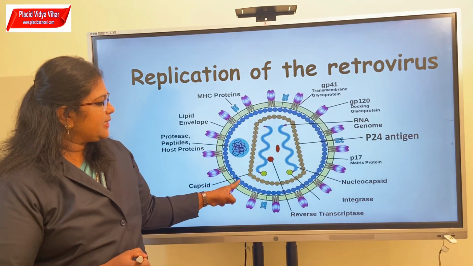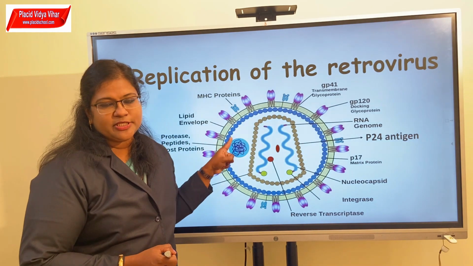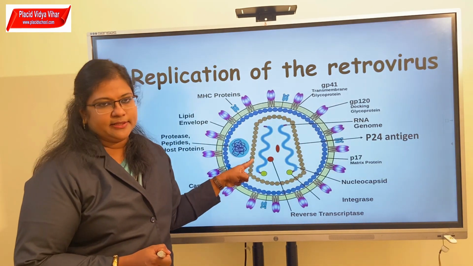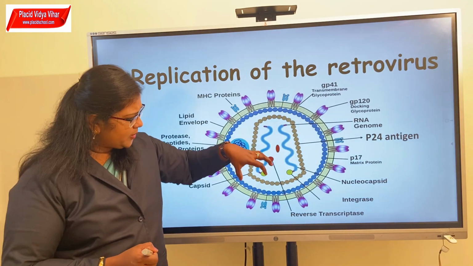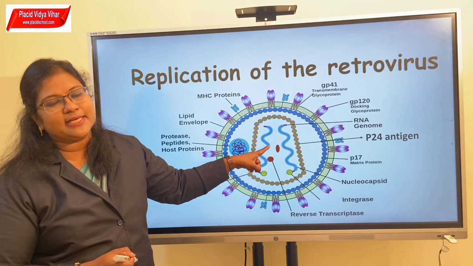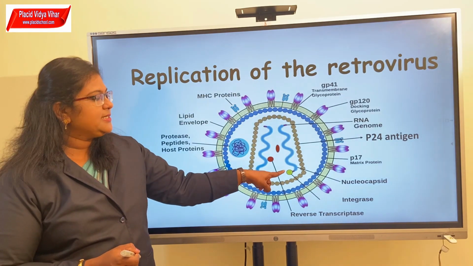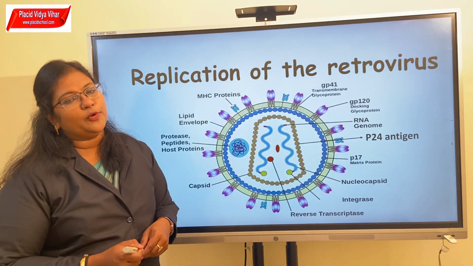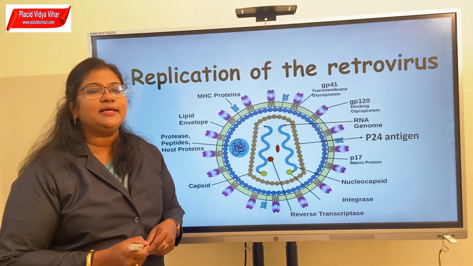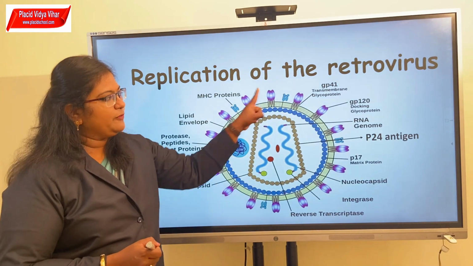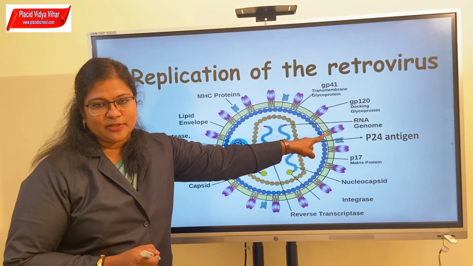Then you can also remember that there is a second protein coat which is shown by the blue color, and further inside you can see a capsid, a protein coat, which holds the genome of the virus as well as the enzymes, reverse transcriptase and integrase. The genome is two single-stranded RNA molecules. That is why the virus is known as a retrovirus. So remember once more, two glycoproteins GP41 and GP120 which are present on the surface.